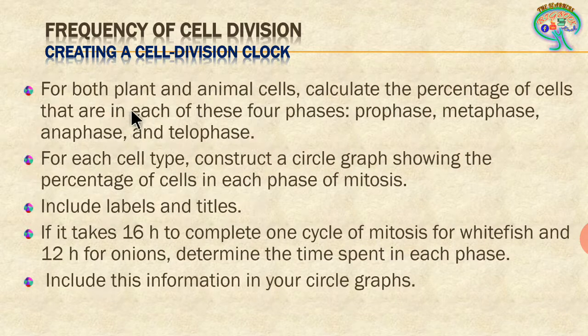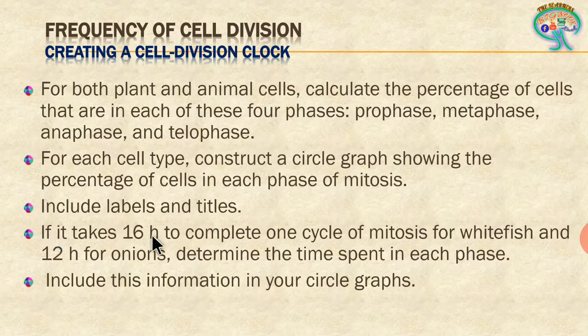So for both the plant and animal cells, we are going to calculate the percentage of cells in each of these four phases, that is prophase, metaphase, anaphase and telophase. For each cell type, we are going to construct a circular graph showing the percentage of cells in each phase of mitosis. We are going to discuss this in the further slide. We are going to label and title the graph.